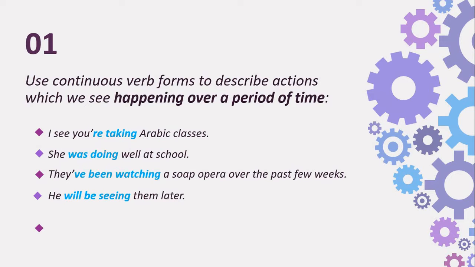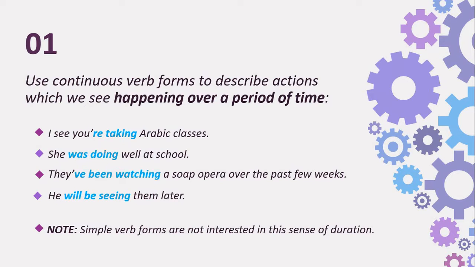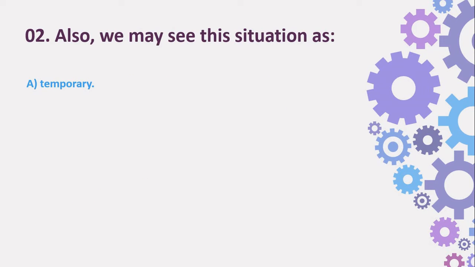So as you can see from the examples, the continuous verb forms here are used to describe actions which are happening over a period of time. Simple verb forms are not interested in the sense of duration, so we use continuous verb forms in this instance. Second, also we may see this situation as temporary.